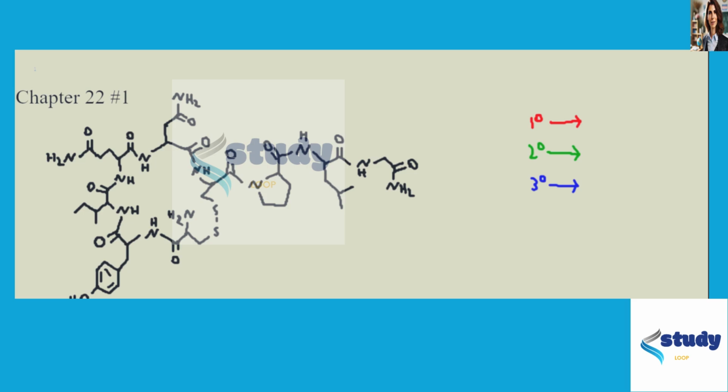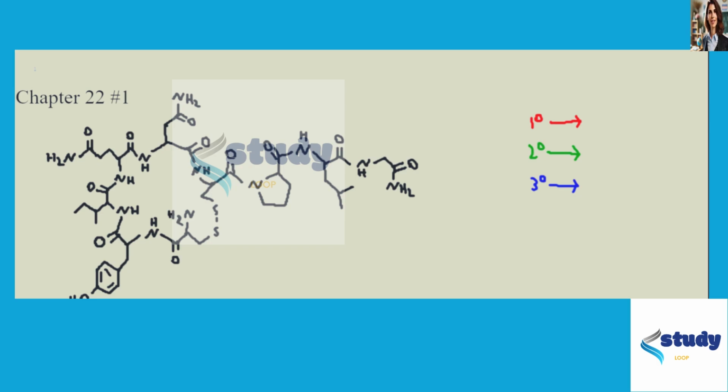And this problem presents us with oxytocin. We're asked to classify each amide in oxytocin as primary, secondary, or tertiary. Remember, in order to do that, amides are going to be classified based on the number of carbon-nitrogen bonds. If the only bond to a carbon that the nitrogen has is the bond to the carbonyl carbon, that's going to make an amide primary.